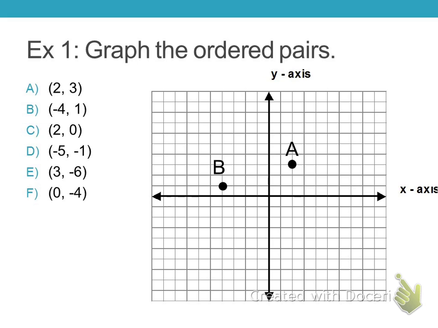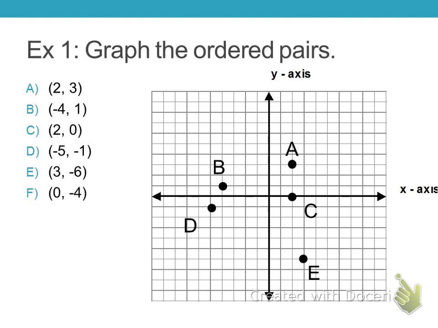To graph (2, 0), I go right 2, I go up and down nothing. To graph (-5, -1), I will go left 5, 1, 2, 3, 4, 5. I will go down 1. I will label that one with a D. How will I graph point E? Right 3, down 6. 1, 2, 3. 1, 2, 3, 4, 5, 6. And I'll label that with an E.